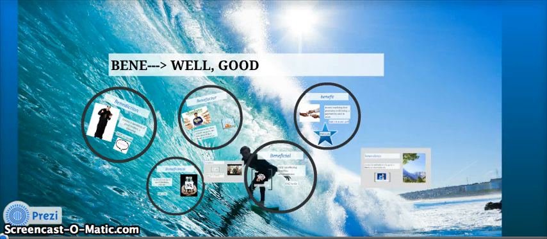We're going to be on page 26 of your Roots book. Go ahead and grab your pen or pencil and your highlighter. We're going to be doing Bene, meaning well or good.